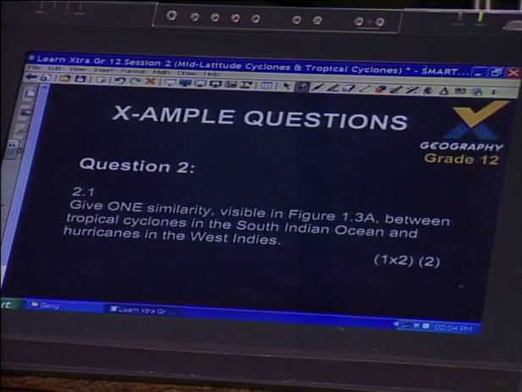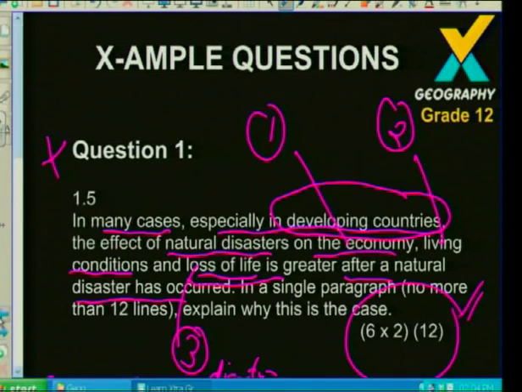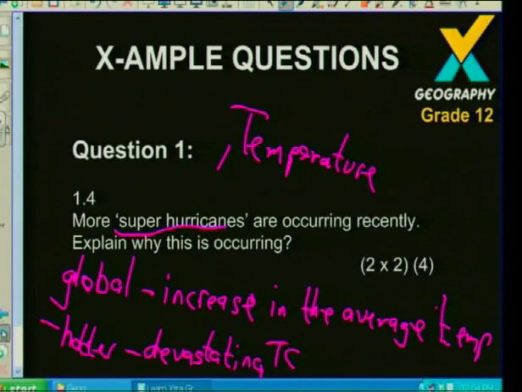Okay, look at question 1. Name one similarity visible in figure 1.3a between tropical cyclones in the South Indian Ocean and tropical cyclones in the West Indies. Let's look at that quickly.